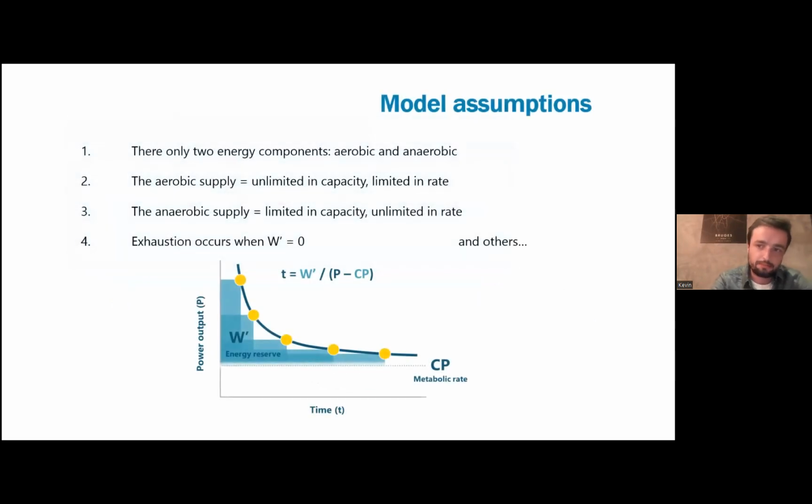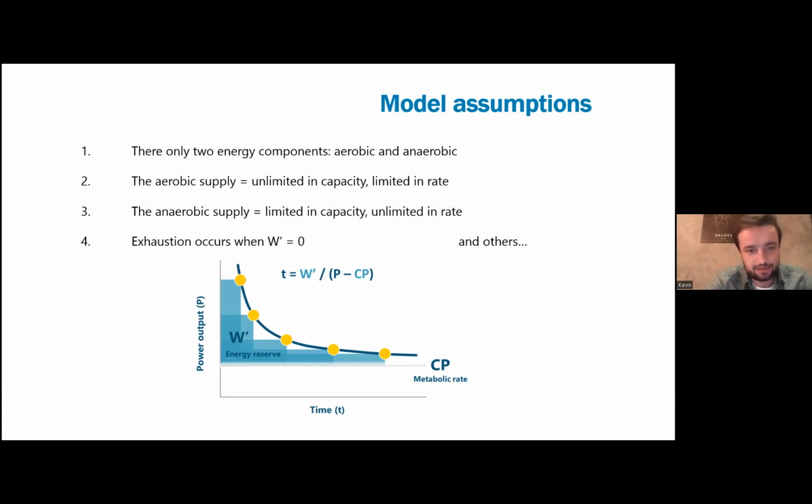Of course, it's a mathematical model, so there are some model assumptions related to this model if we translate it to physiology. The four main assumptions are listed over there, and it's important to be aware of those assumptions. According to the critical power model, there are only two energy components, meaning the aerobic and the anaerobic components. And purely from a theoretical point of view, the critical power, or CP, as I will call it from now on, relates to the aerobic energy turnover, and W prime to the anaerobic energy turnover.